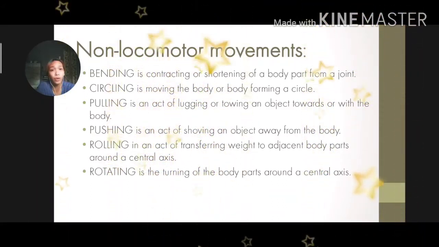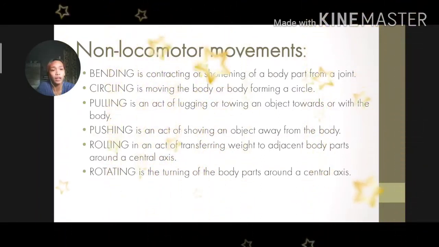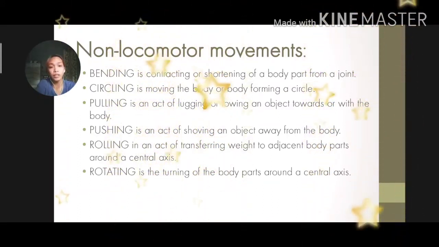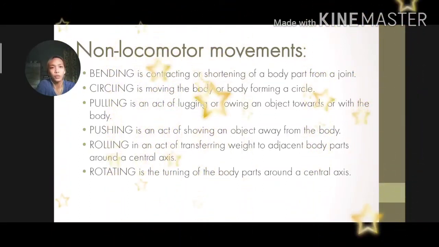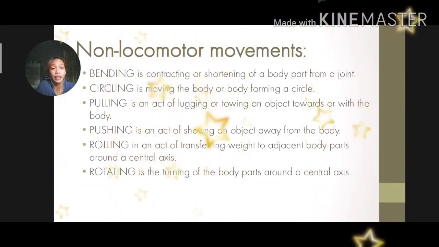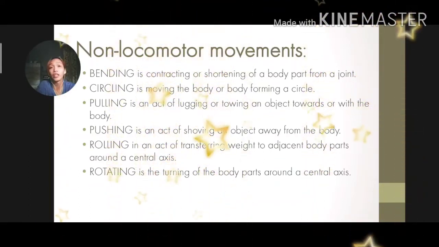Next, we have rolling. Rolling is an act of transferring weight to adjacent body parts around a central axis. For example, pag-roll. Next, we have rotating. Rotating is the turning of the body parts around a central axis. Examples are head rotation and trunk rotation.